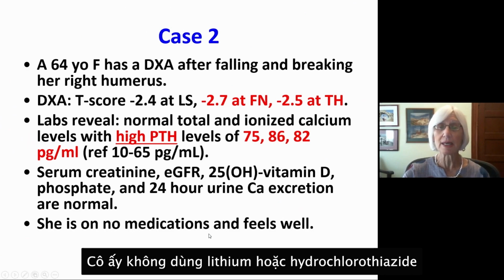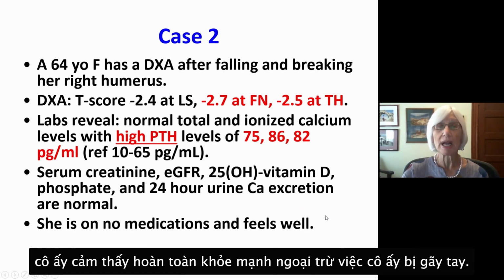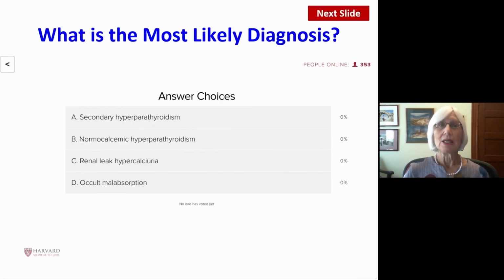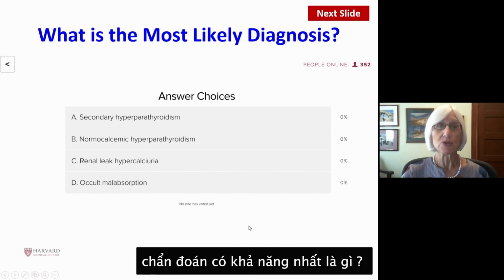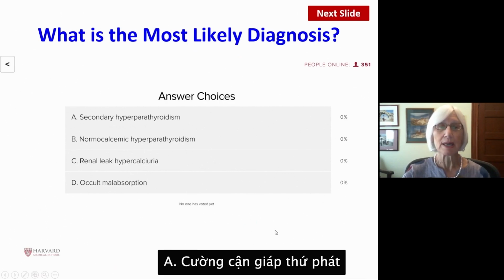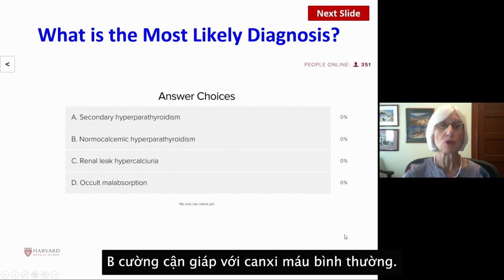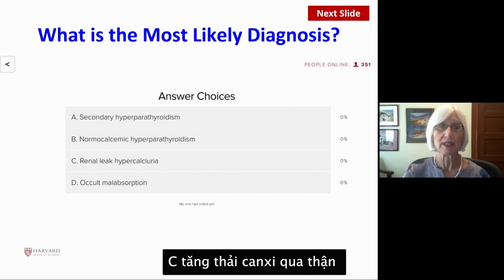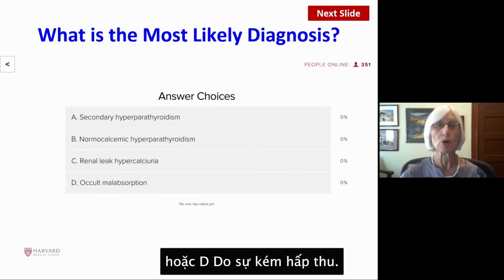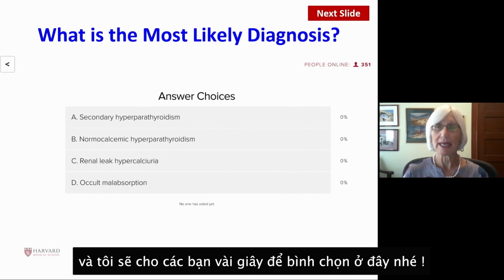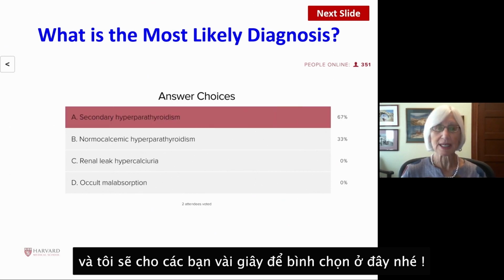She's not on lithium or hydrochlorothiazide. She feels completely well other than getting over her broken arm. What is the most likely diagnosis? A, secondary hyperparathyroidism, B, normocalcemic hyperparathyroidism, C, renal leak hypercalciuria, or D, occult malabsorption. And I'll let you take a few seconds to vote here.